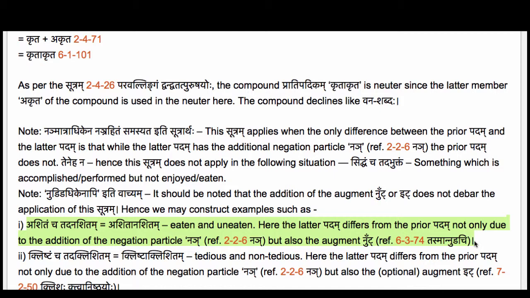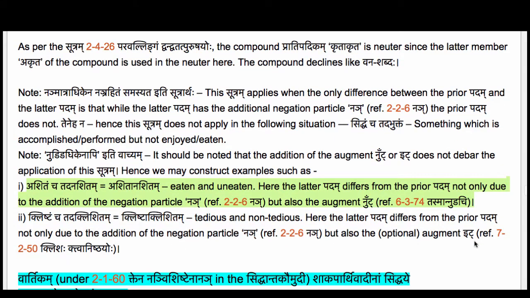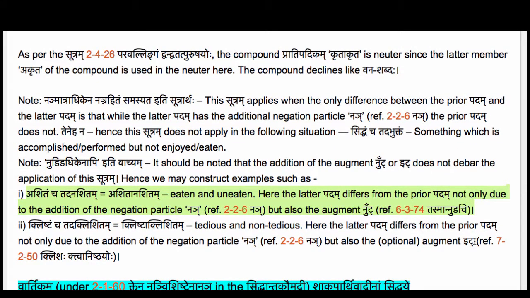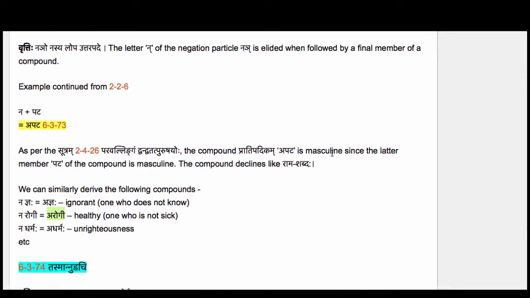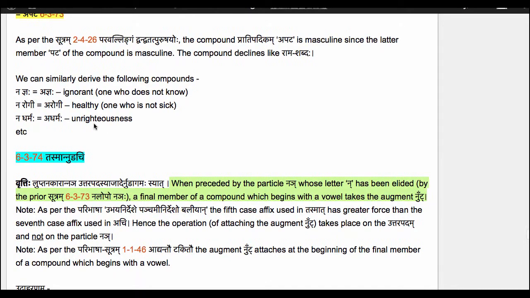The sutram which prescribes the augment nut is 6-3-74, tasman nudachi. That Sutram 6-3-74 says that following the particle nyai on which the elision of the letter na has been performed, if there is an uttarapadam which begins with a vowel, then that uttarapadam takes the augment nut. And of course we know as per Adyantau Takitau 1-1-46, the augment nut joins at the beginning of the uttarapadam because the augment nut has the letter ta as an it.